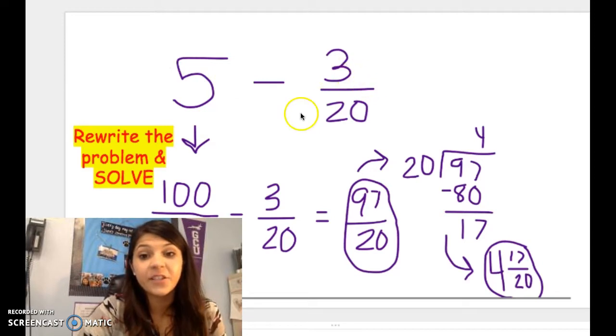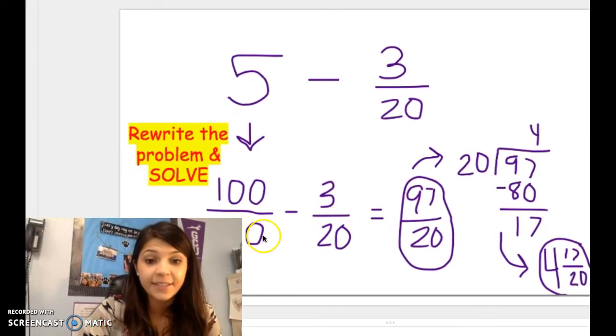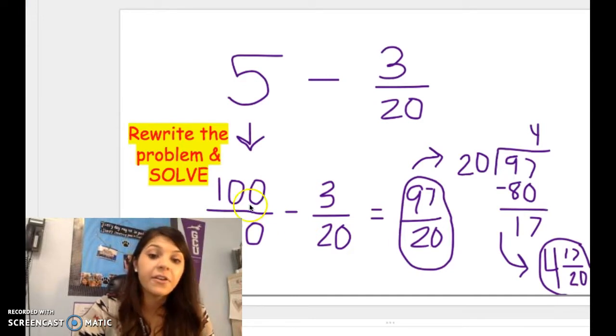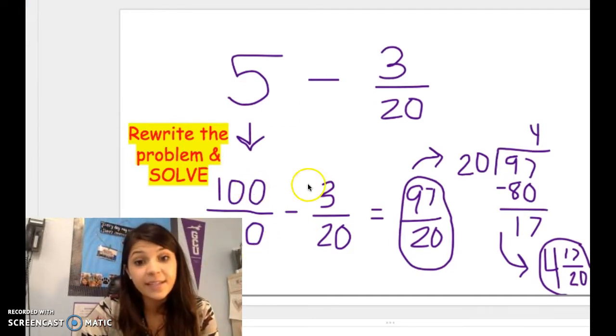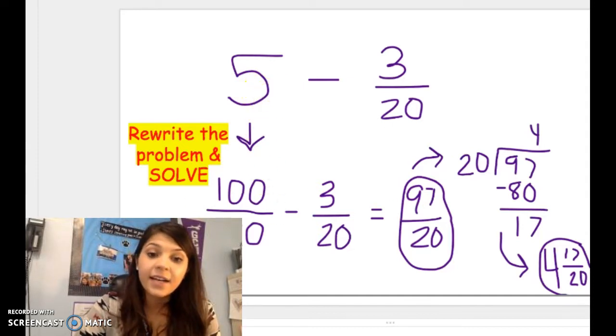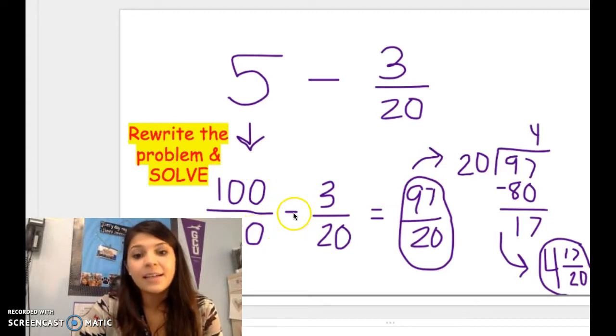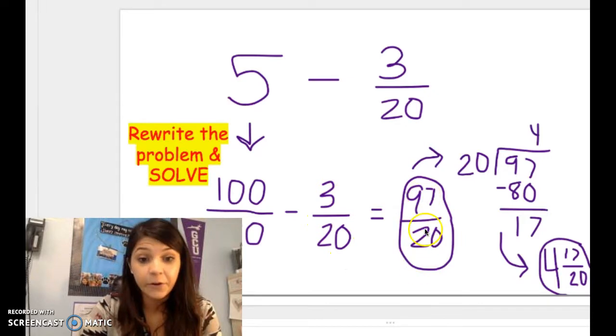So 5 minus 3/20. Well, I know that if I put 20 on my denominator on this side, I know that 100 divided by 20 is going to give me that whole number 5 that I have up here, right? So I take 100 over 20, subtract 3 over 20, and I get 97 over 20.